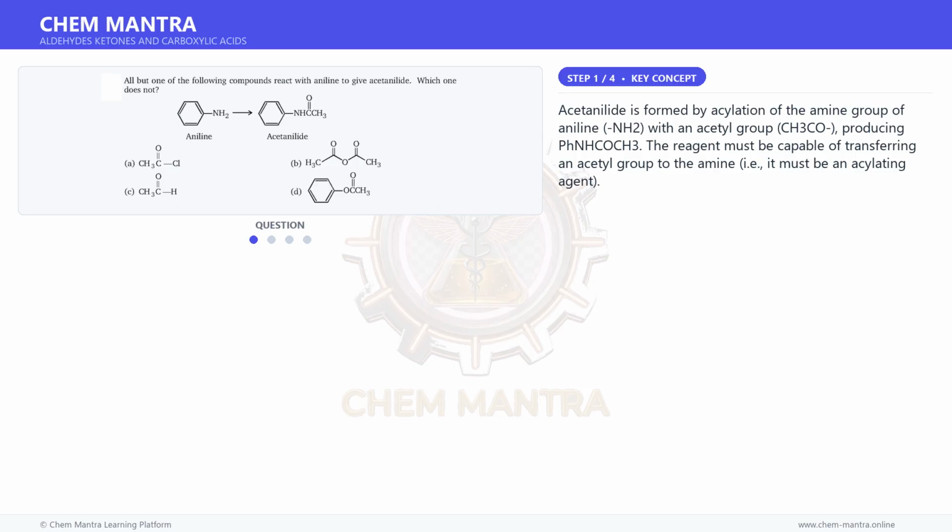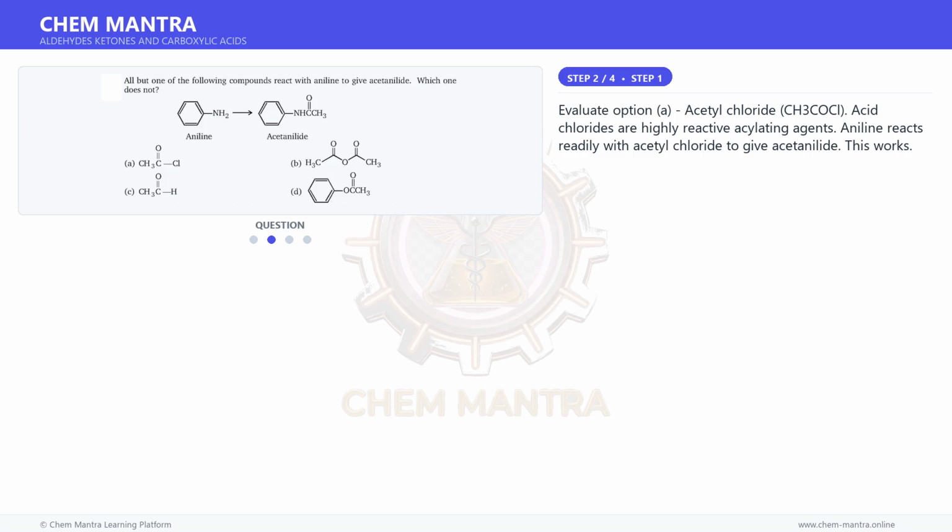Acetanilide is formed by acylation of the amine group of aniline, NH2, with an acetyl group, CH3CO, producing PhNHCOCH3. The reagent must be capable of transferring an acetyl group to the amine, i.e., it must be an acylating agent. Moving on to the next step.